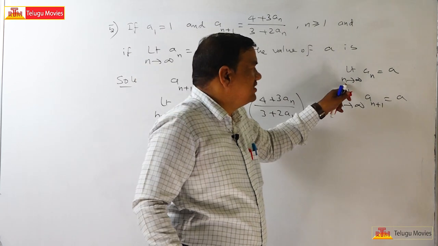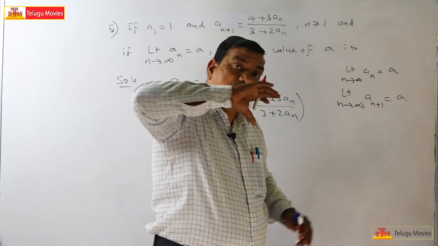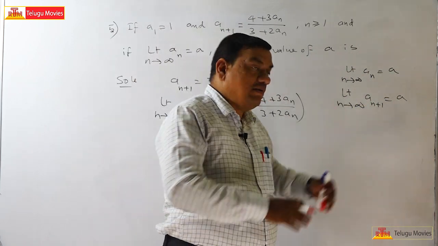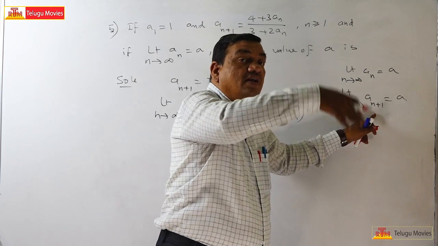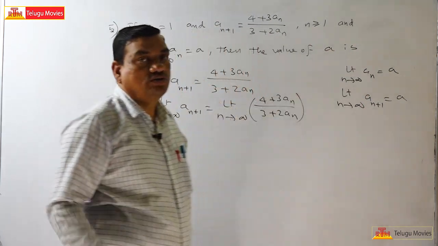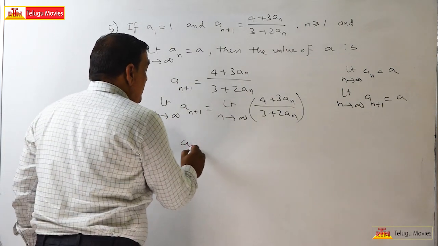So, the meaning of this is, as n value goes on increasing, an approaches a. Of course, an plus 1 also approaches a. The next number, an plus 1, also approaches a. So, this is the point you have to remember. So, this value is a.